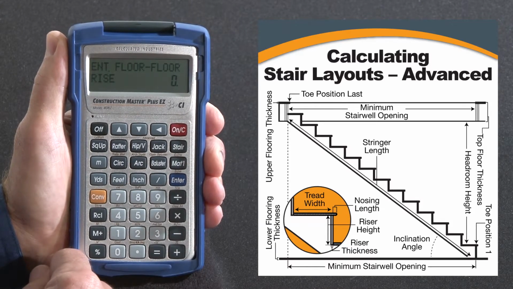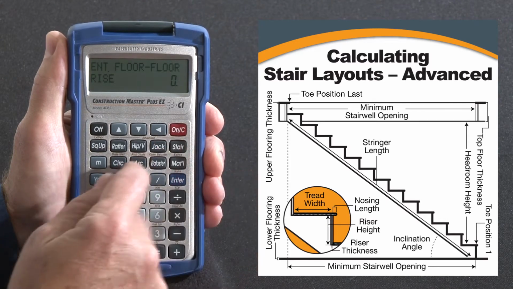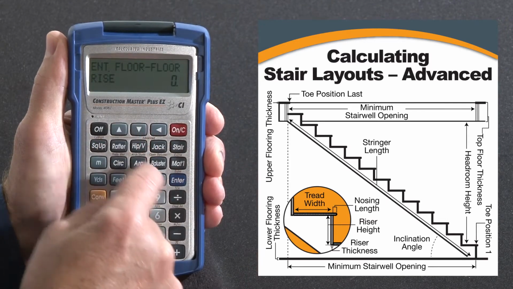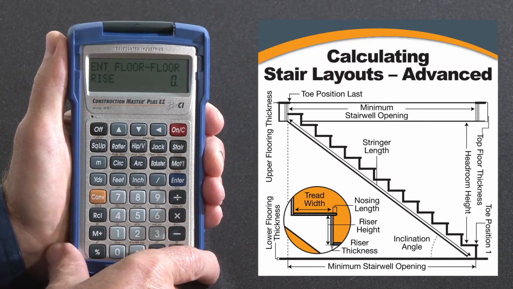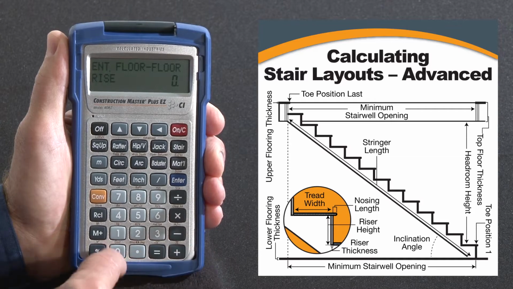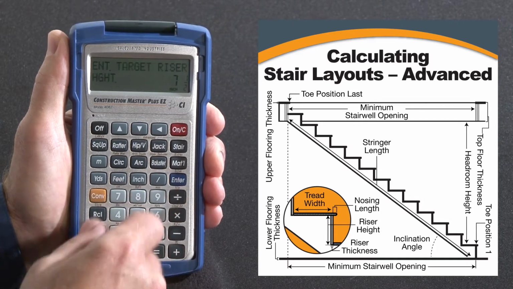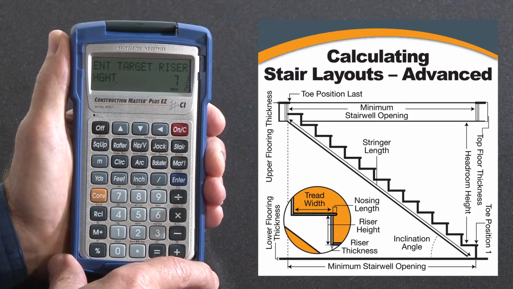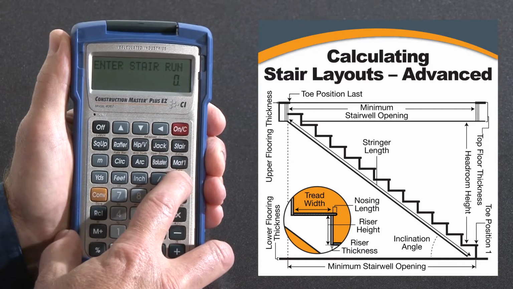And as mentioned in the introduction, we can proceed through this calculation by multiple presses of the stair key, or by using the up and down arrows, or by using the enter key. In this example, we'll use the enter key. It's prompting for a floor-to-floor rise. Let's give it a 110-inch floor-to-floor rise. It's asking for a target riser height. 7.5 is a good target. We'll leave that. That's the default value.